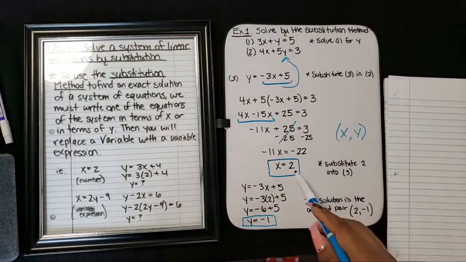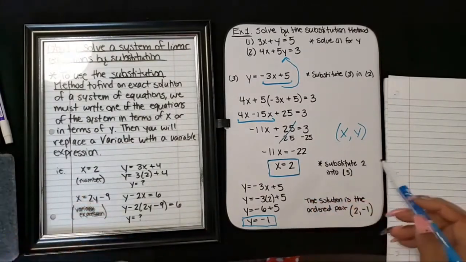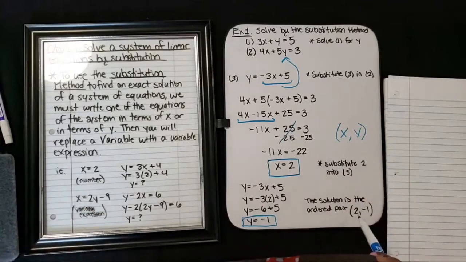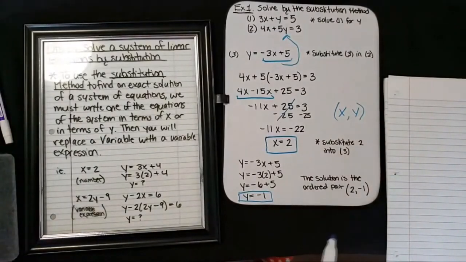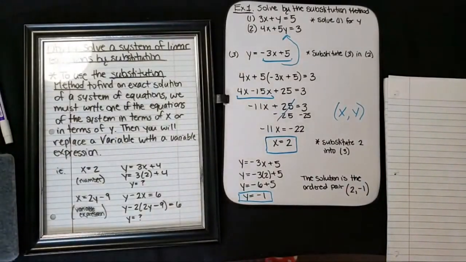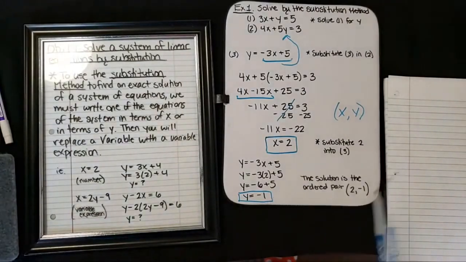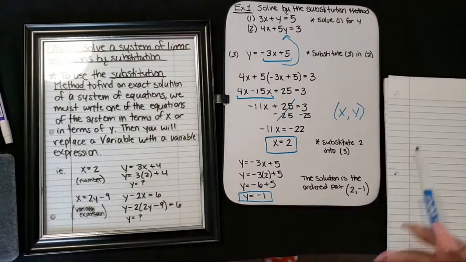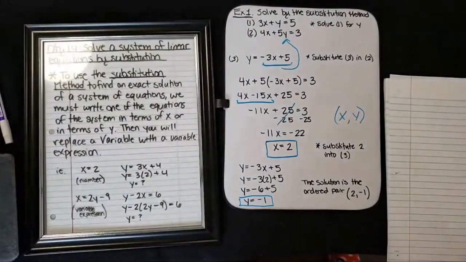So because we got x equals 2 and y equals -1, that means our ordered pair is 2, -1. All right? If you get these mixed up and you do -1, 2 is incorrect, okay? The x is 2 and the y is -1. So the answer is the ordered pair 2, -1. All right? All right, so let's look at another example.